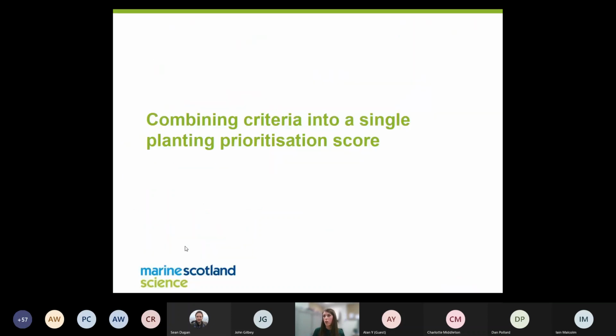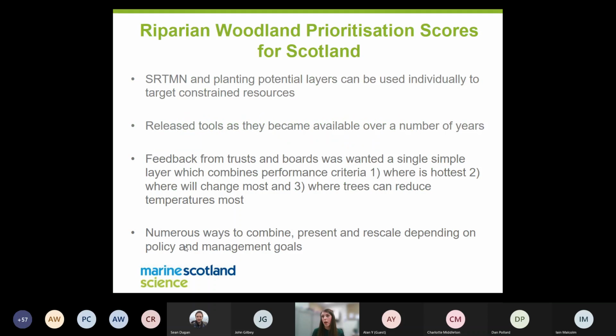So we've got our where's hottest, where's going to change the most, and where will trees have the greatest impacts in terms of temperature reduction. So we now come on to, well, how do we start to combine these criteria to give us a single overall prioritisation tool? We know that the layers can be used individually, and indeed we have published these as they've become available. And we know from consultation with people like yourselves that ideally a single tool that can be used to answer all of the questions in one is desirable.